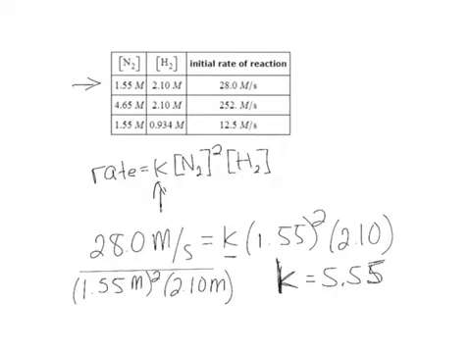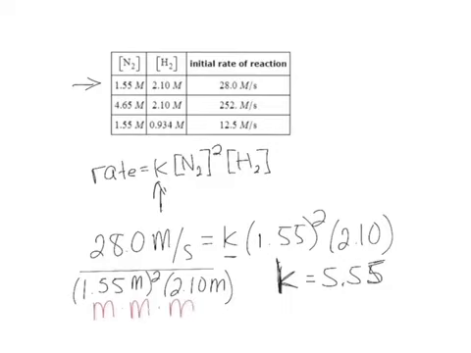Now, the tricky thing about rate constants is the units, because your units will change depending on the order of your reaction. Notice here that I have molar per second on top, and on the bottom I have molar times molar times molar. So let me actually write that out.